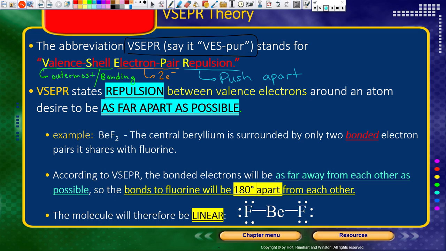Okay? So, here's the important part. VSEPR states, this is the definition. If you call Webster, say, hey Webster, what's your dictionary say? This is what he says. VSEPR states repulsion between valence electrons around an atom desired to be, highlight that next blue phrase, as far apart as possible. Why would electrons be far apart as possible?